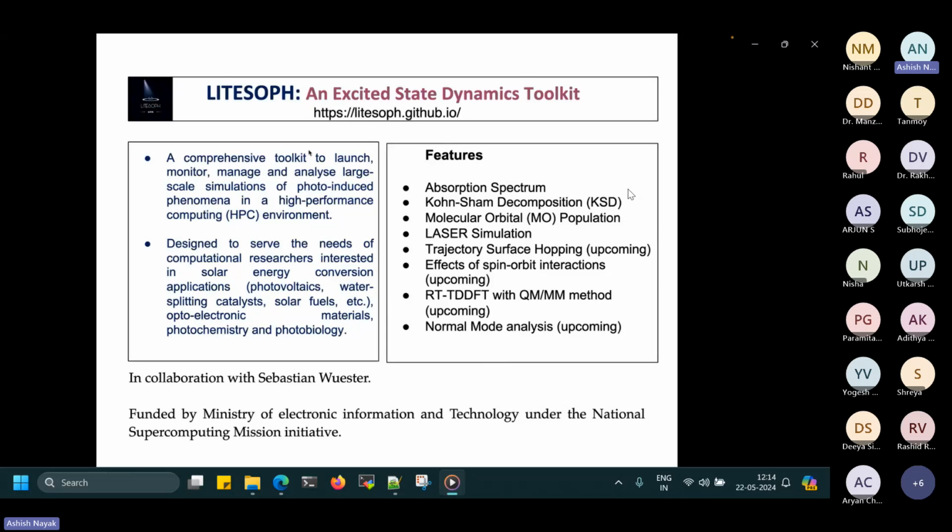And this is called LITESOPH. It's a comprehensive toolkit to launch, monitor, manage, and analyze large-scale simulations. When developed, it was aimed at the HPC environment.